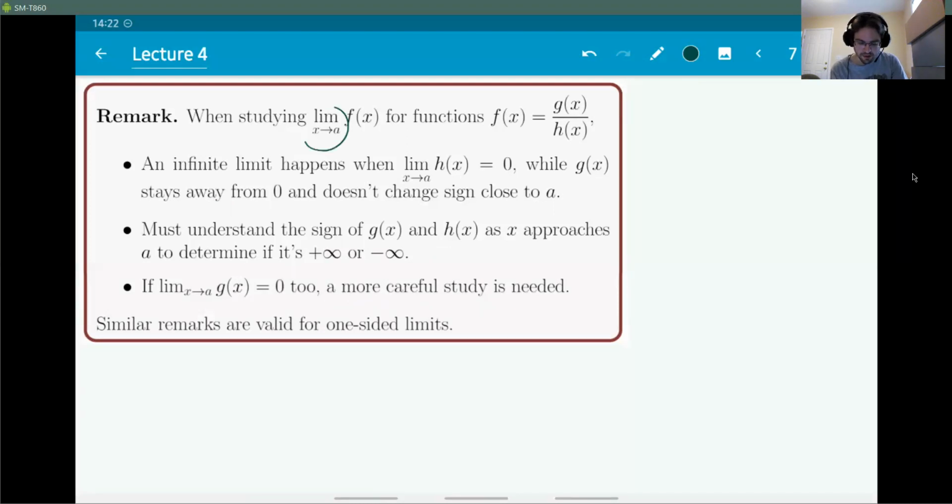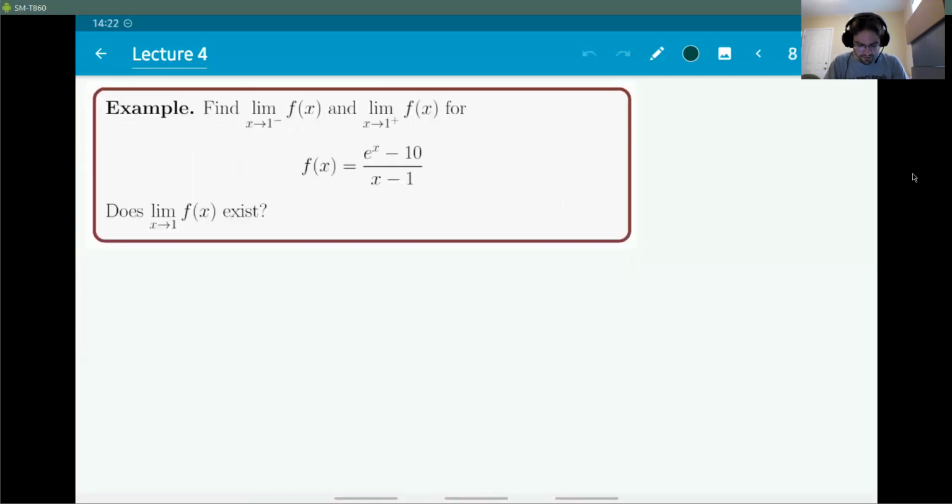So if you don't have x going to a, but actually a plus or a minus, it's the same remarks. So what we have to take from here is, when the denominator is going to 0, that usually means the limit will be plus or minus infinity, but not always. Maybe if the numerator is going to 0 too, then you might not have that. Okay, so examples.